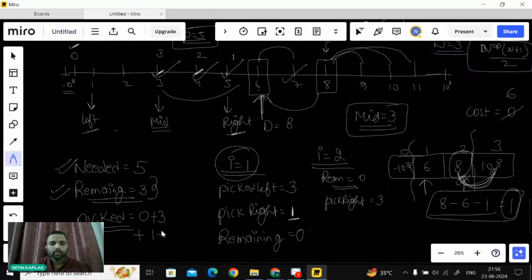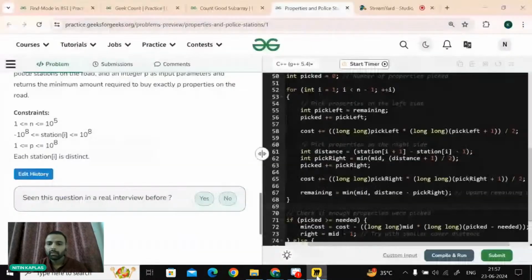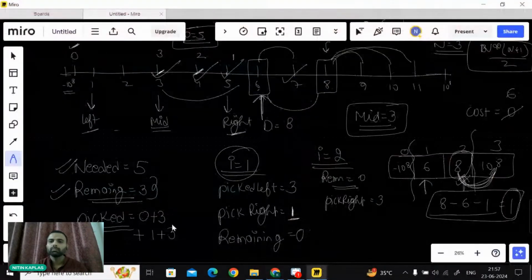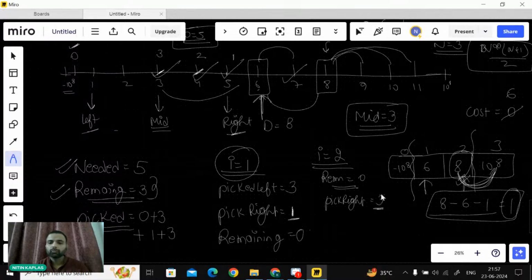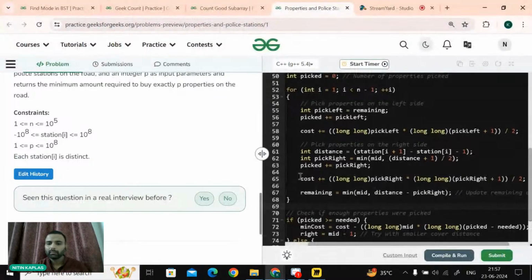Let me add into the picked, because I already buy three properties, right? So here what I'm doing is picked plus equal to pick right, so I'm adding into the pick variable. Now when I'm buying these three properties, let's add the cost also. So 9 minus 8 is 1, 10 minus 8 is 2, 11 minus 8 is 3. Simply it's just like the formula of your natural numbers. We have 3, so 3 into 3 plus 1 by 2, which gives the cost: pick right into pick right plus 1 by 2, right?